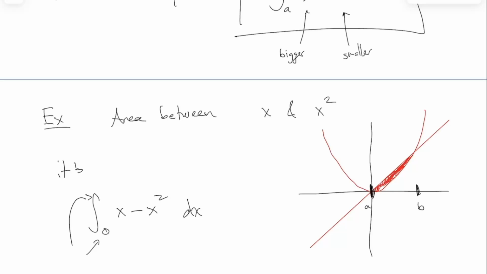Yeah, B is 1. How would we figure that out? In this example, it's not so hard to just, by common sense, know that the intersection point is x equals 1. But how would we figure that out if it was more complicated? Yeah? You set them equal to each other?